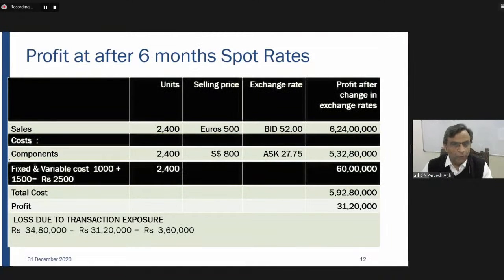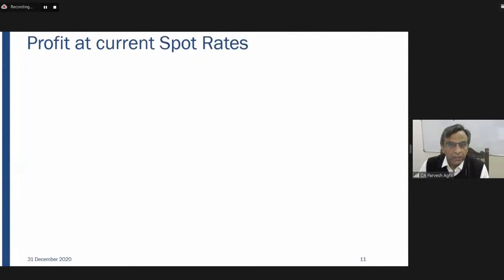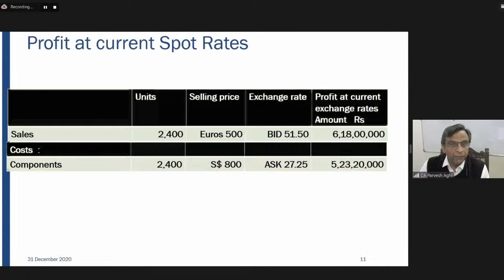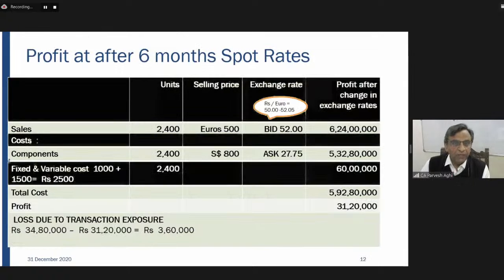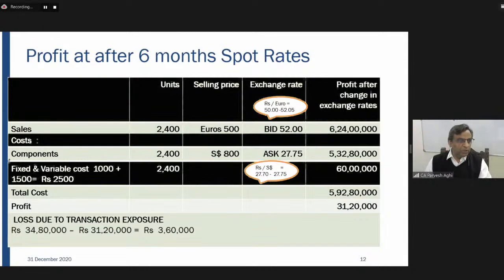So that means his profit will be now 31 lakh 20,000. So how much profit was he making earlier? He was making a profit of 34 lakh 80,000 at the spot rates. But now he is making a profit of 31 lakh 20,000. So that means the loss due to transaction exposure is 3 lakh 60,000.